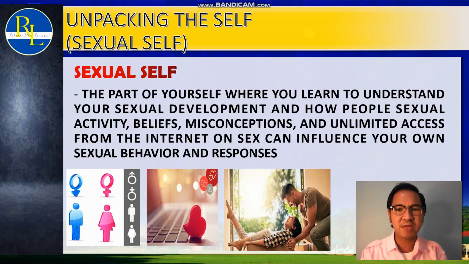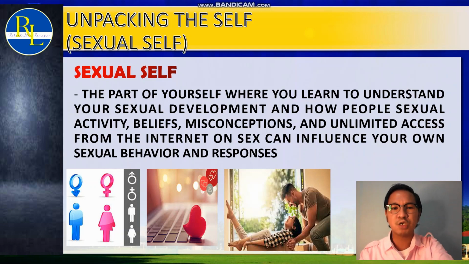Our sexual self pertains to that part of ourselves where we learn to understand our sexual development and how your sexual activity, beliefs, misconceptions, and unlimited access to sex on the internet can influence your own sexual behavior. So when we talk about the sexual self, we are not just talking about your sex organ or sexual intercourse per se. The sexual self also covers the way you see your gender, like are you a female, or a male, or a gay, or a lesbian, and so on. More so, the sexual self also talks about your preferences, like who you want to date or who you want to mingle with, and many others that can be connected with sexual behavior.